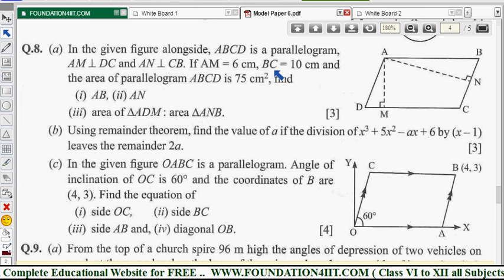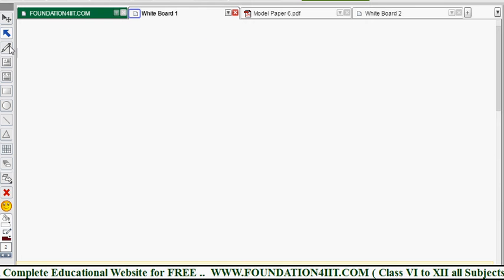AM value is 6 cm, BC is 10 cm, area of the parallelogram is given. So we need to find out AB, AN and the area of triangle AMD and triangle ANB. Let us find it one by one. Let me take the diagram.